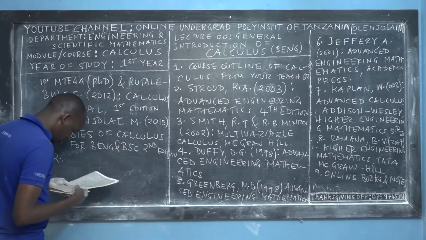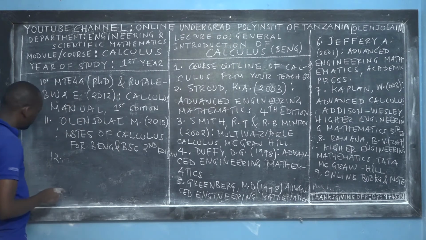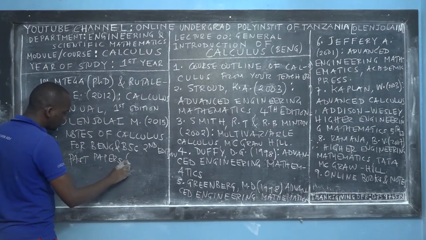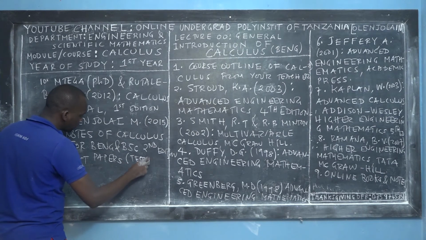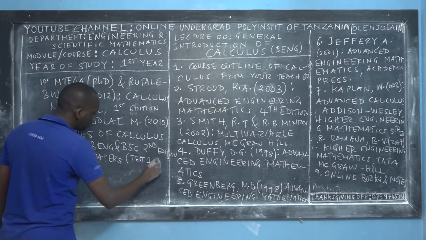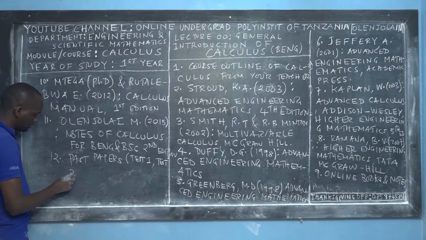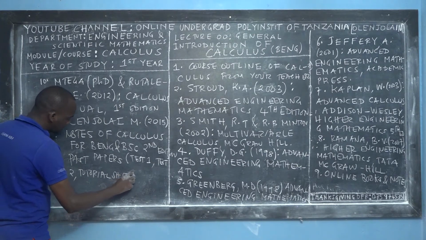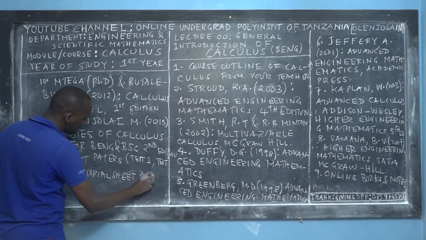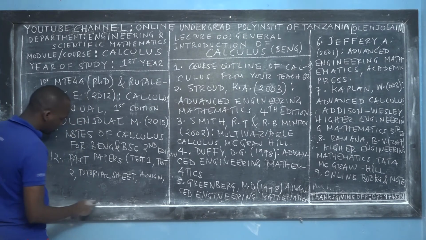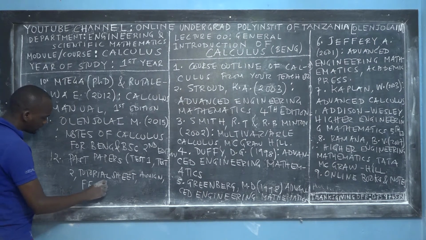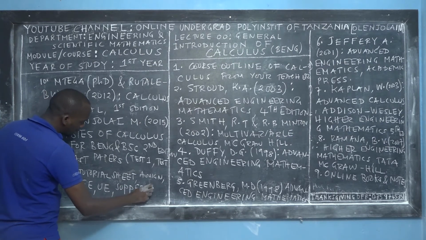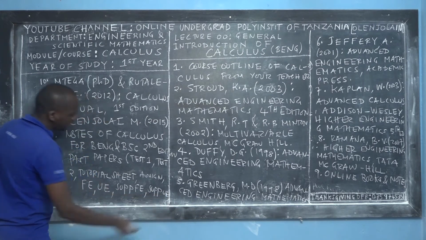The 12th reference, you should also refer to past papers of your institution. Past papers should include test 1, test 2 of your institution, tutorial sheets from your teacher, the past tutorial sheets, maybe assignments, and also the final exam or university exam, UE, or the supplementary university exam, etc.